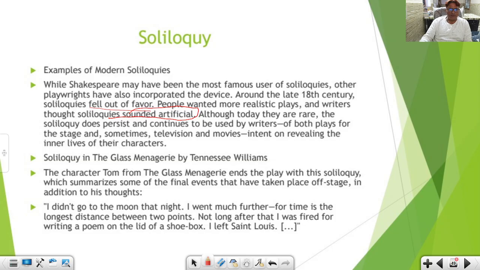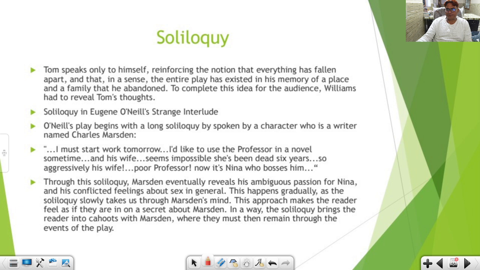But if we look at modern literature or modern drama, then we find The Glass Menagerie by Tennessee Williams. Here there is a character Tom, and he utters a soliloquy, and you can just go through and read the text, and you can find it. Okay, and then you can go to Eugene O'Neill, Strange Interlude. That is the play by Eugene O'Neill. His play also has a long soliloquy, and the soliloquy is spoken by a character who is a writer, and the name of the character is Charles Marsden.